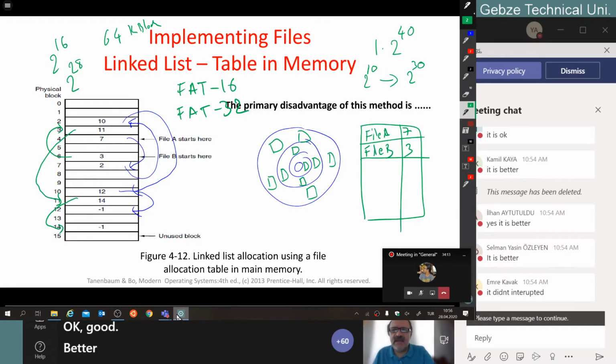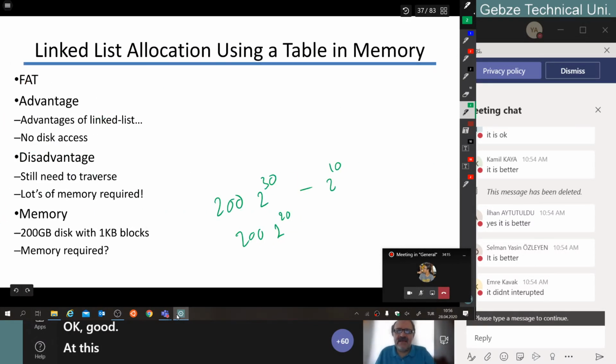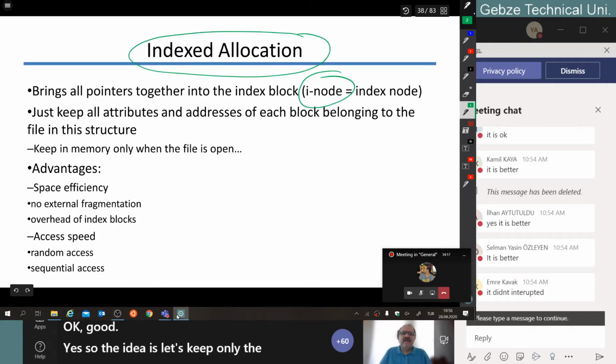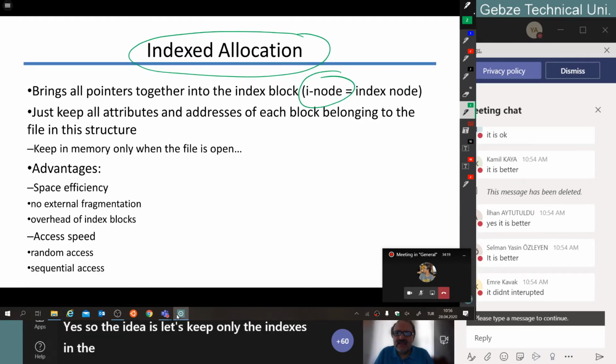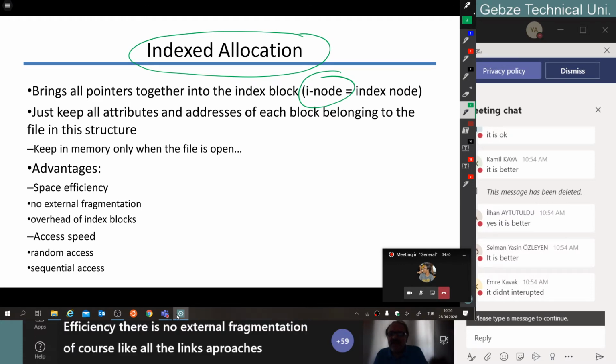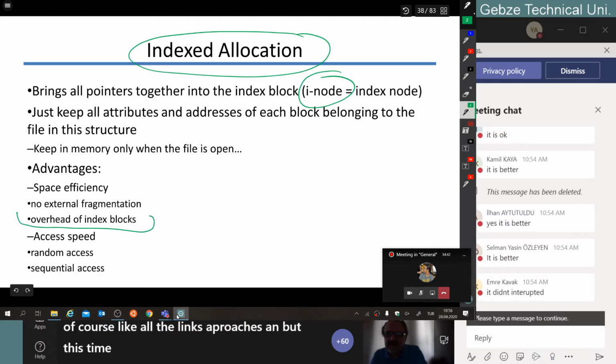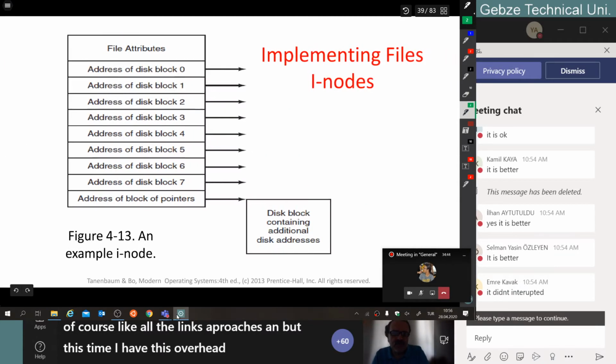So the idea is to keep only the indexes of the open files in memory. Just keep all the attributes and addresses of each block belonging to a file in a structure, and keep it in memory only when the file is open. The advantage is main memory space efficiency. There is no external fragmentation, like all the linked list approaches. But this time I have the overhead of index blocks. Let me show you an example.